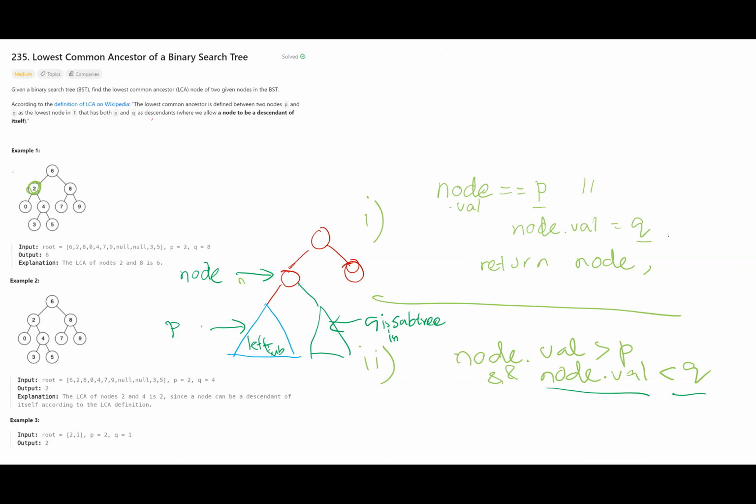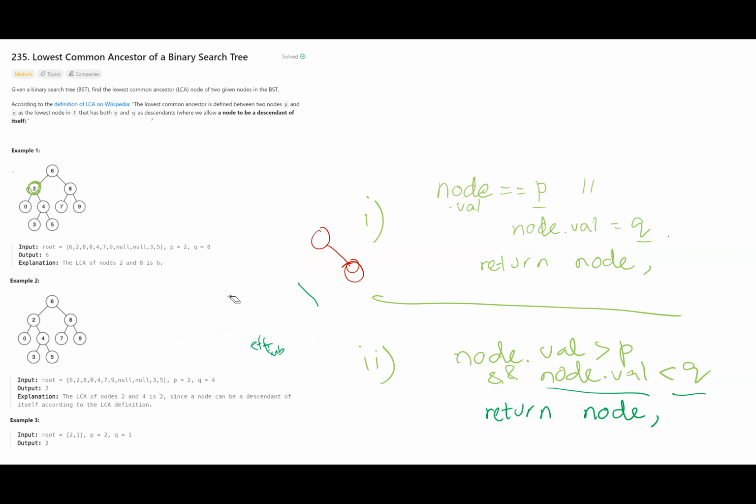In that case, we have reached a node where P and Q have made separate divisions: one goes to the left and one goes to the right. Now can I say that this node is actually the common ancestor? Of course, we can say that. This is from the characteristics of a binary search tree.